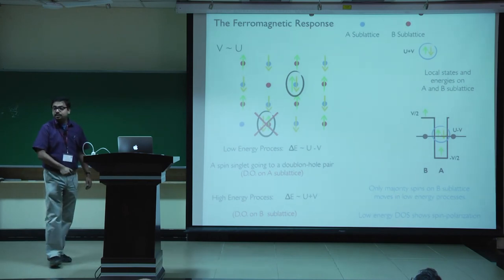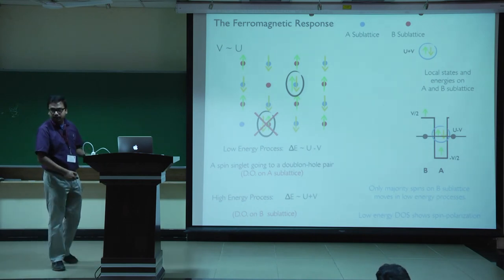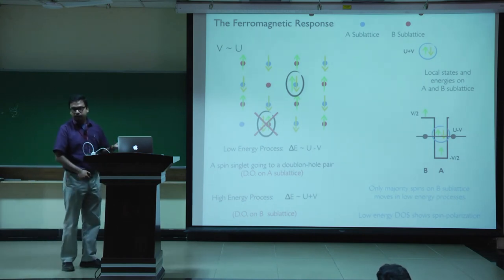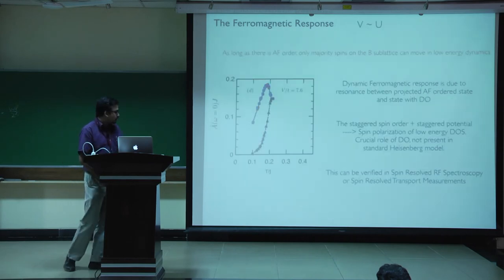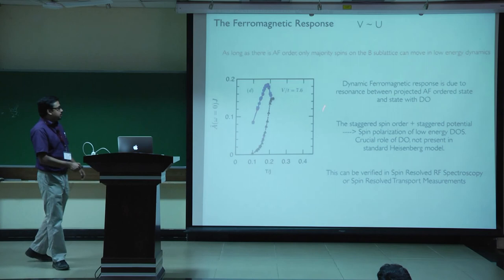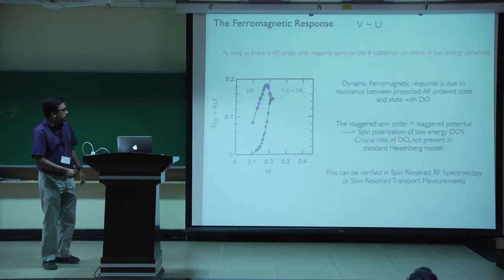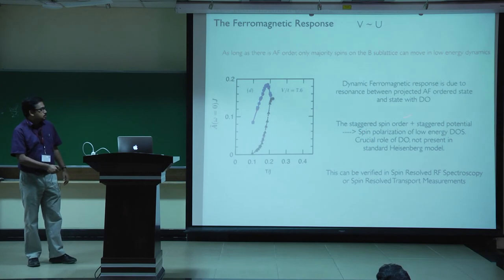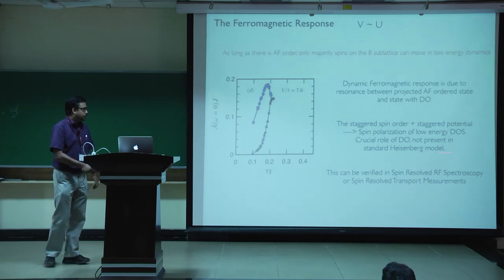This also tells you why this effect vanishes when you lose antiferromagnetism, because there's no preferred spin orientation on a particular sublattice. So we see that the dynamic ferromagnetic response is because of resonance between the projected AF ordered state and a state with density ordering. It's the staggered spin order together with the explicitly broken symmetry that leads to the spin polarization of the low energy density of states.